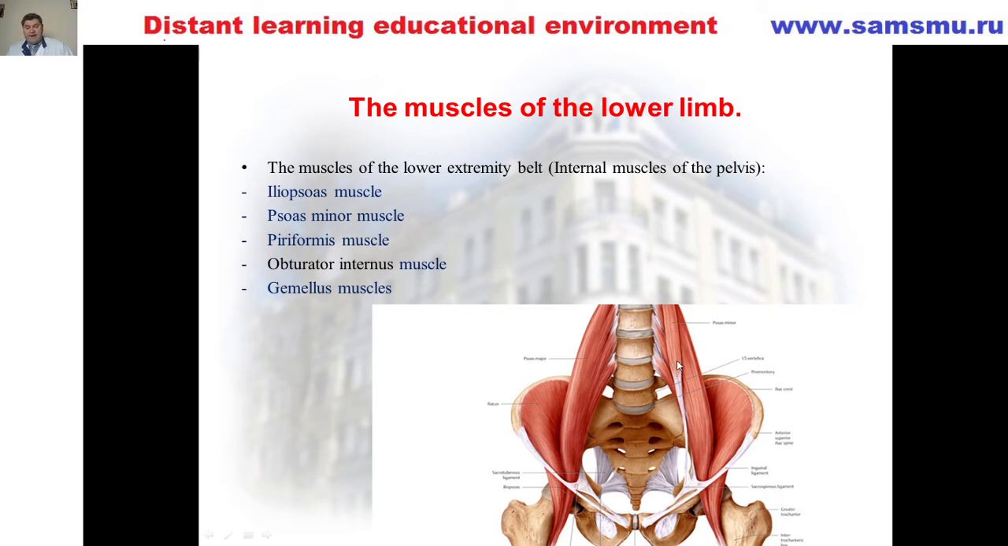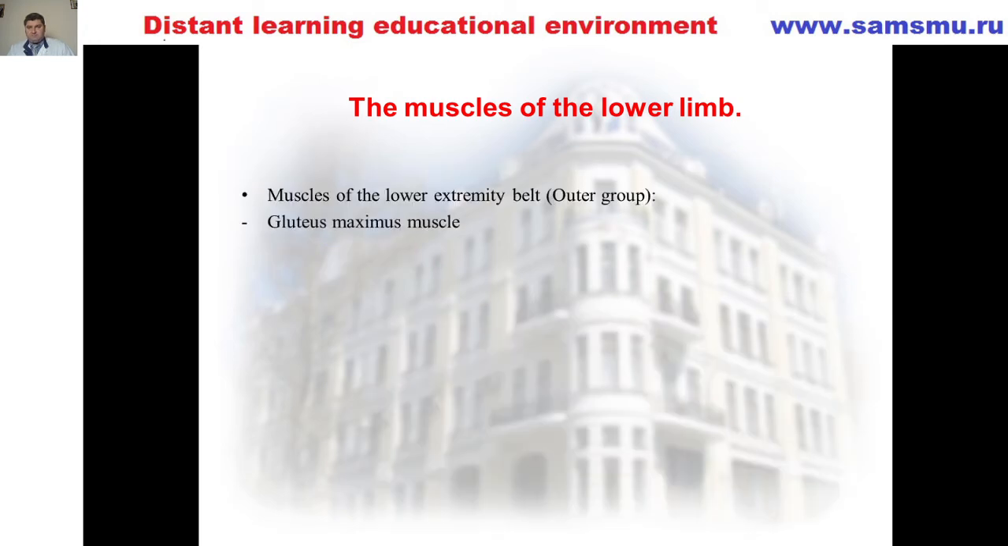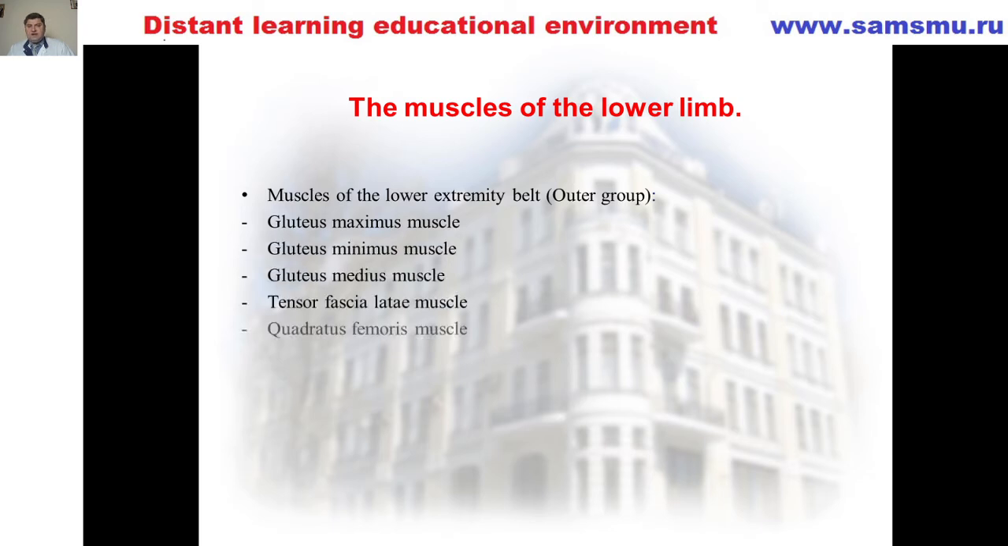It tends the iliac fascia and may flex the lumbar segment of the spine. So next we'll talk about the posterior group: the gluteus maximus, gluteus minimus, and medius muscles.